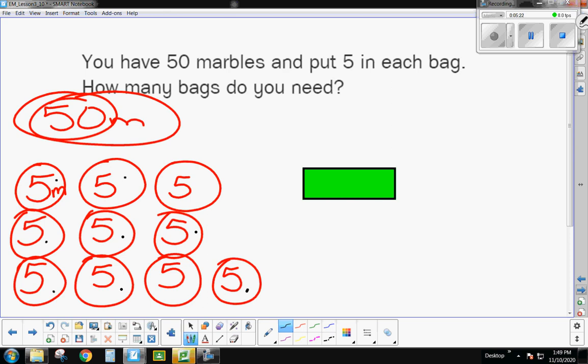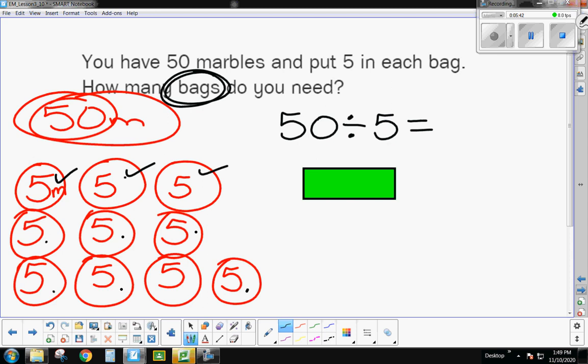So now what did I do in this problem? I took 50 marbles, and I divided them into groups of 5. Not 5 groups, groups of 5. But I want to know how many groups I made, because it wants to know how many bags. My bags are my groups. So count my groups: 1, 2, 3, 4, 5, 6, 7, 8, 9, and 10. 10 what? 10 bags.